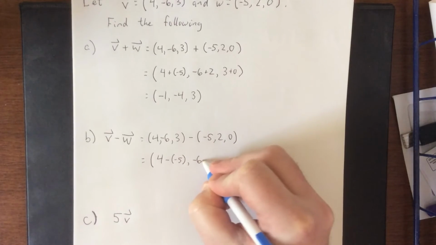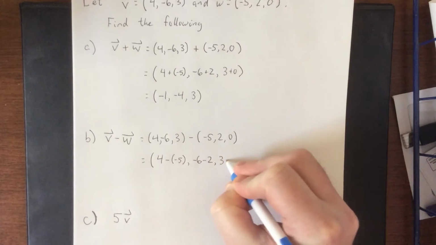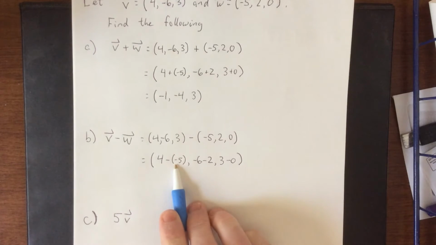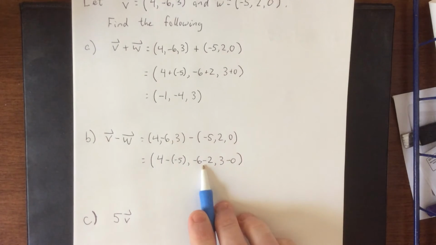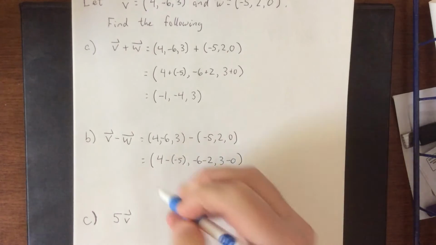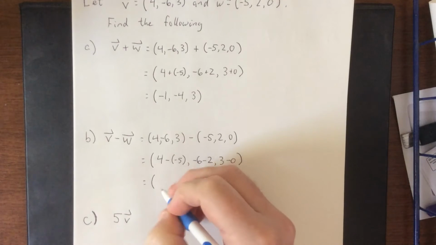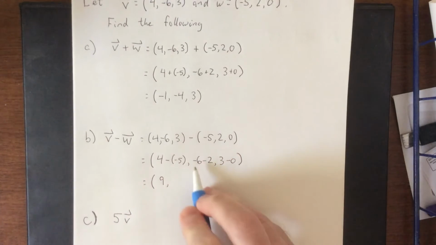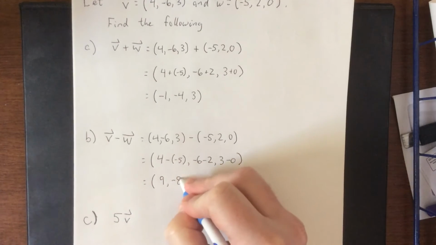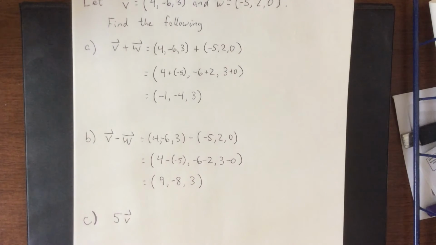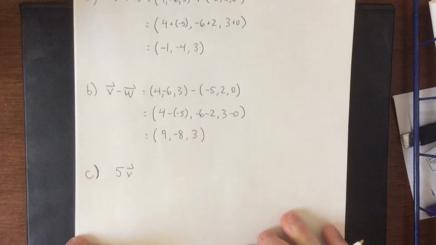So we'll just go ahead and subtract the corresponding components. So, corresponding components, 4 minus -5, -6 minus 2, and 3 minus 0. Once we subtract these corresponding components, 4 minus -5, same as 4 plus 5, -6 minus 2 will be -8, and 3 minus 0 will be 3. No problem. Next up, an example of scalar multiplication.